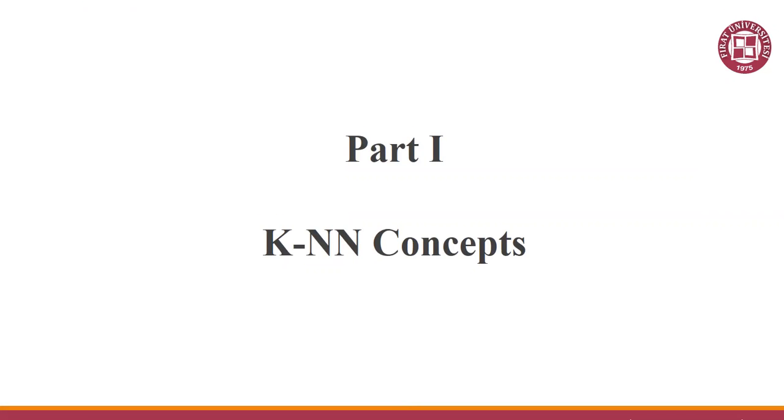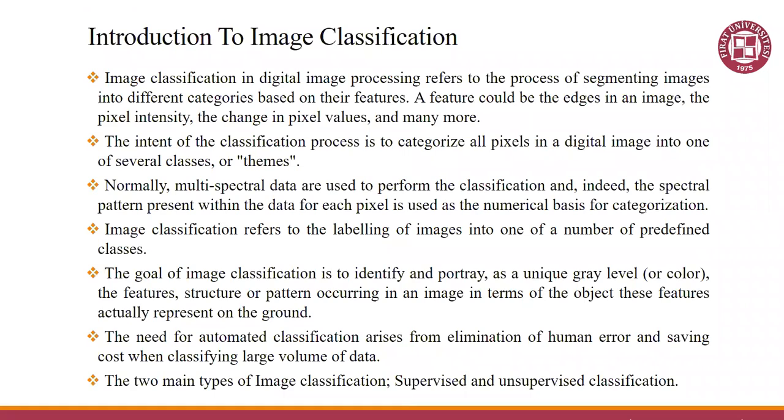KNN concepts. Let's start with part 1. Introduction to image classification. Image classification in digital image processing refers to the process of segmenting images into different categories based on their features. A feature could be the edges in an image, the pixel intensity, the change in pixel values, and many other features.